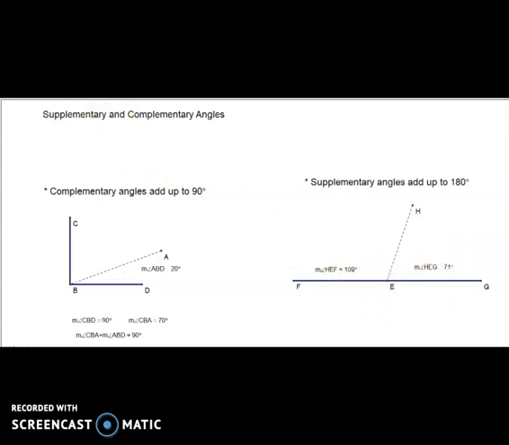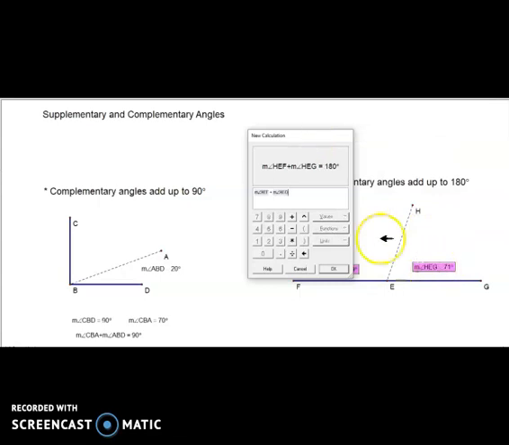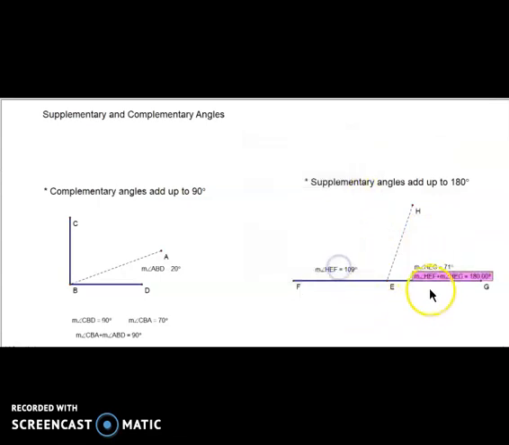So I can calculate this angle plus this angle, and I always get 180. I can just sum over here, and as I move it like this, the two of them always add up to 180. So here we have complementary angles, two angles that always add up to 90 degrees, and supplementary angles, two angles that always add up to 180.